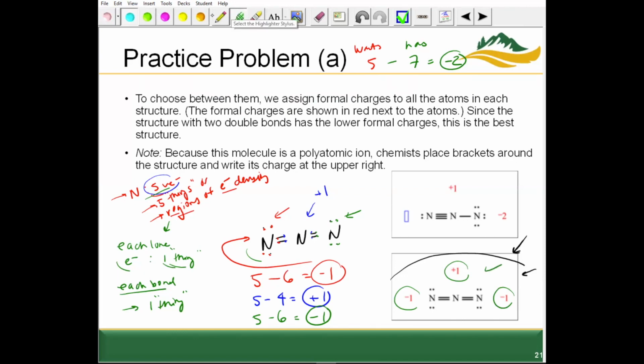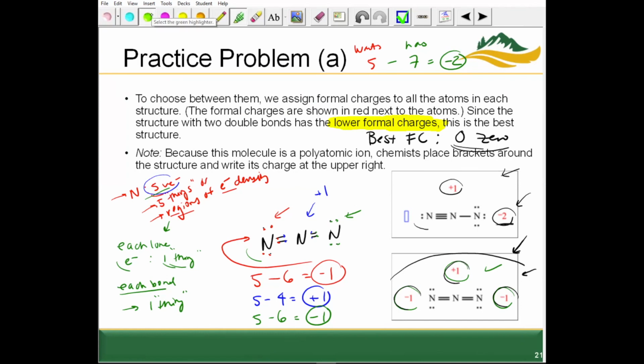Now, in figuring out which structure is better, we want to have the minimum formal charges. We want the formal charges to be the lowest possible. The best formal charge is when each atom has a formal charge of just 0. When that's not possible, we pick a structure that has the minimum formal charges. So 0, +1, and -2. This -2 is worse. It's a worse formal charge than -1, +1, and -1.